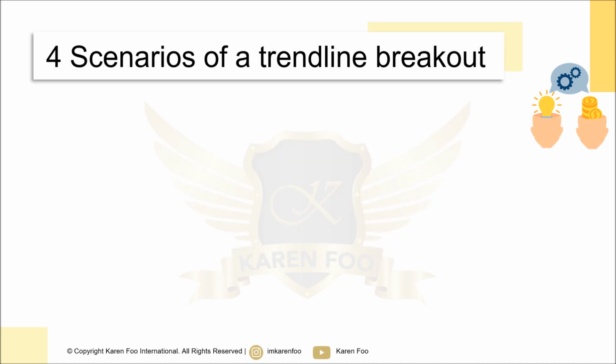Now the thing about trendline breakout is that there are 4 things that can happen after a breakout. So a lot of people think that during an uptrend, for example, and here's the trend line, when it breaks this trend line, then straight away it's going to go down. In real life markets, it's not that straightforward because there are 4 things that can happen.